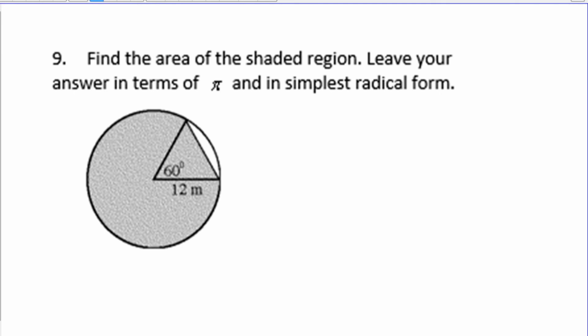Okay, problem number 9. It says find the area of the shaded region. So here's what I see when I see the shaded region. I see this big sector here that goes all the way around, okay? And so let's find the area of that before we touch this triangle. The other part's going to be this triangle, which we'll find separately.